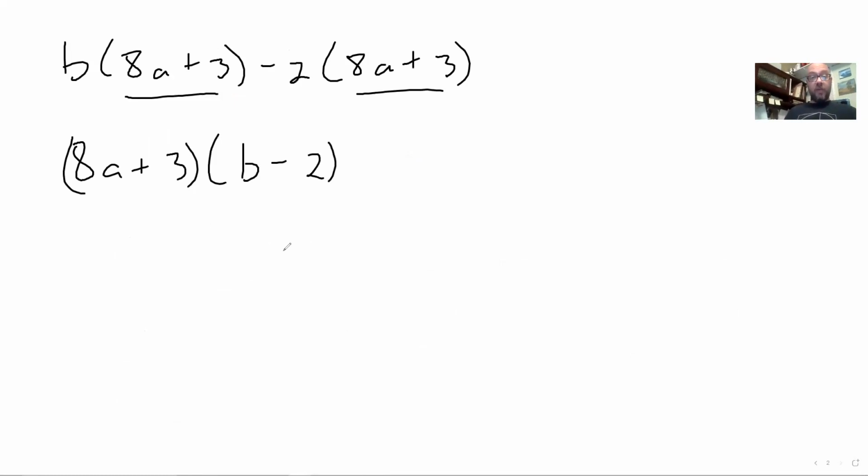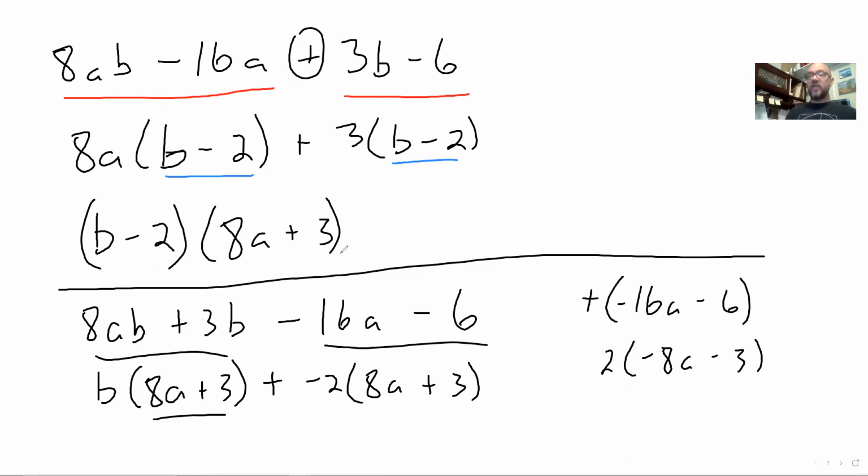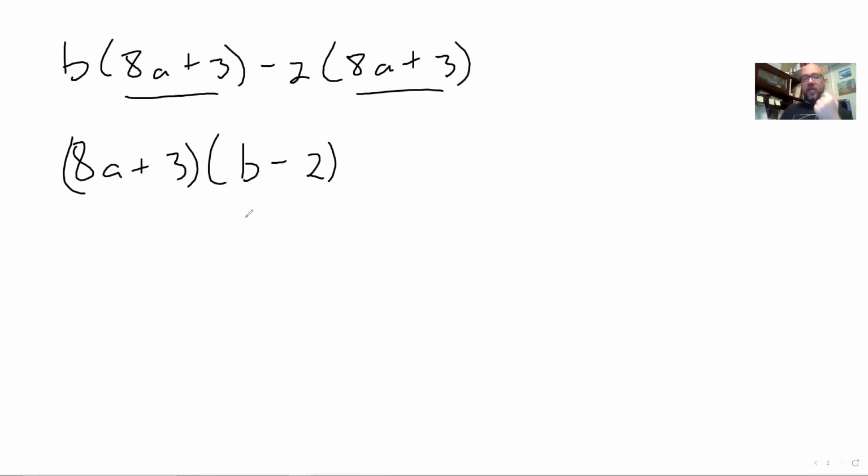Okay, and now note, the thing you want to notice here is that this factored form is the same as this one. It's in a different order, but that's irrelevant, right? This is multiplication. You can do it in either order, in the same way you can do 3 times 5 or 5 times 3 and get the same thing. If you do b minus 2 times 8a plus 3, you're going to get exactly the same thing as 8a plus 3 times b minus 2. So either order is okay. And so that one works fine, right?